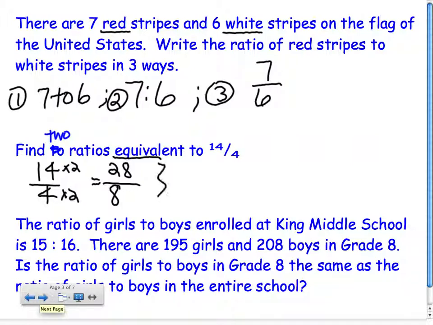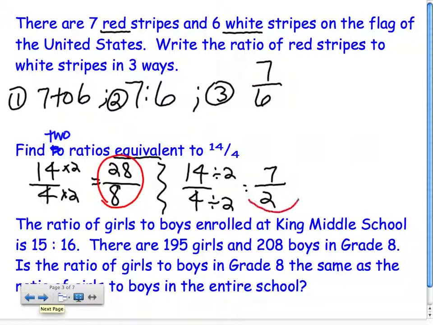Or, since these are both even numbers, I can divide them by 2. So let's divide both by 2, keep it simple here. 14 divided by 2 is 7. 4 divided by 2 is 2. So these two fractions, 28 over 8 and 7 over 2, are equivalent to 14 over 4.